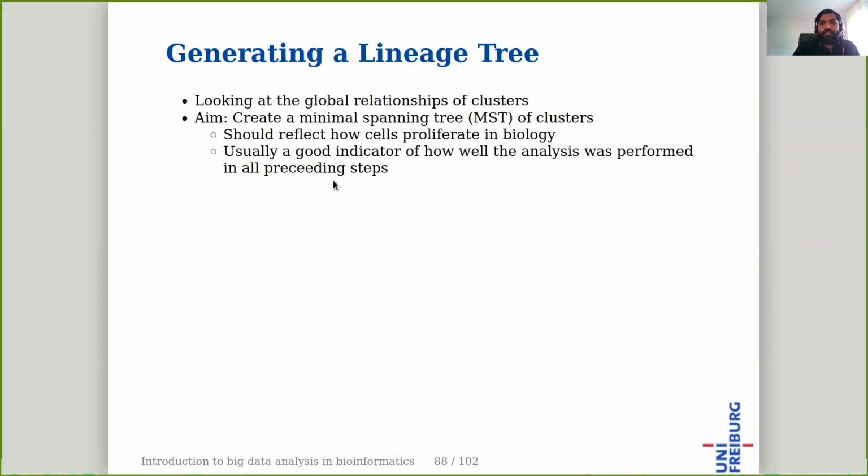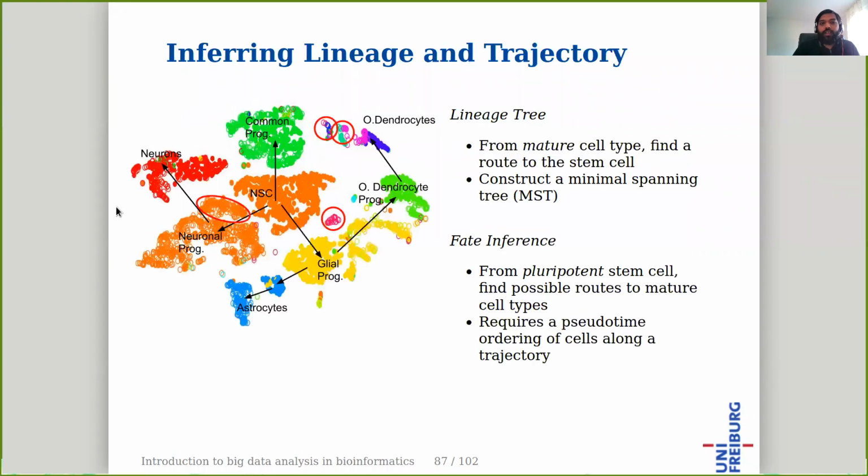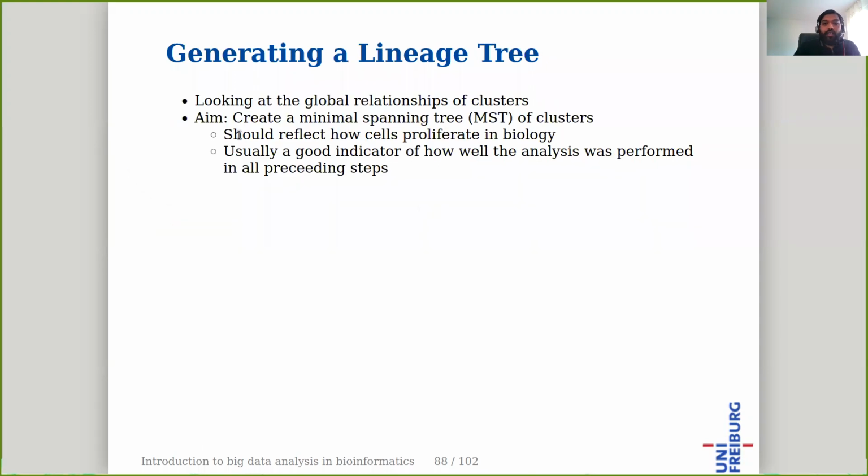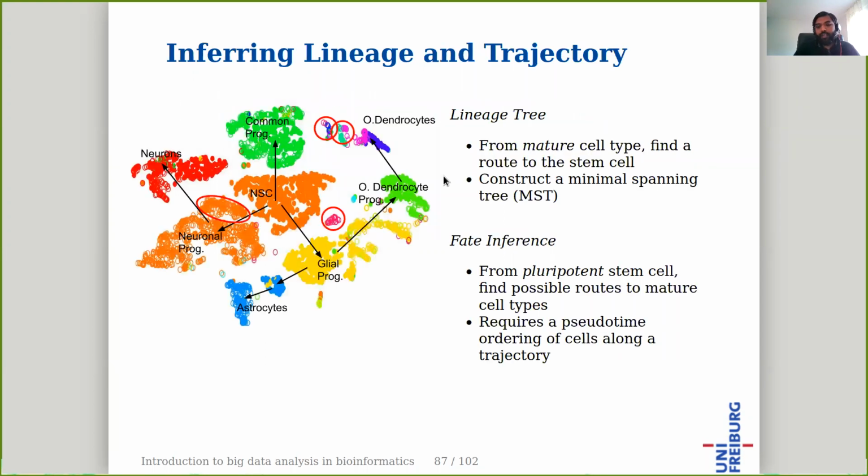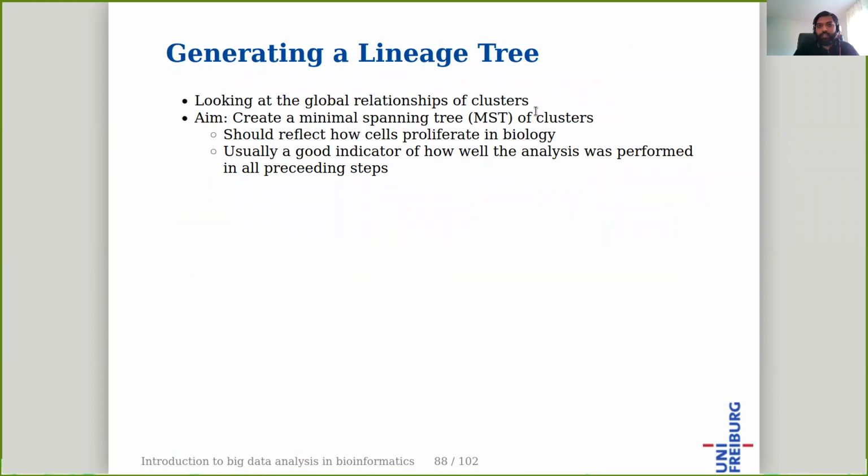So for lineage tree construction, we have to look at the global relationships among the cells, because we want to see how these cells are connected to one another. We want to find out these parts here, right? And to find this out, we create a minimal spanning tree of clusters. So we don't have these parts, we just have the clusters now, and we start with a minimal spanning tree of the clusters.